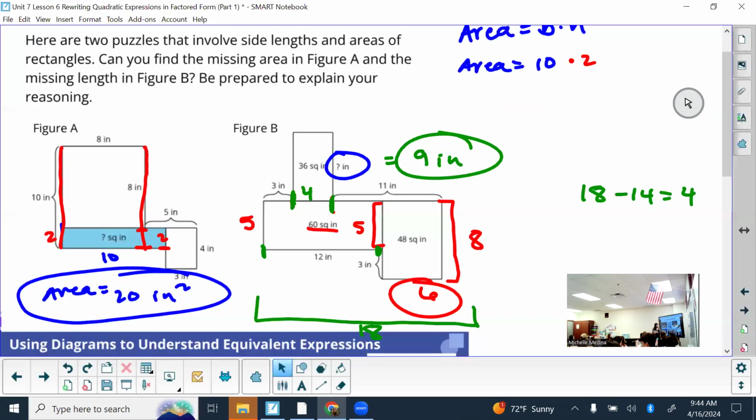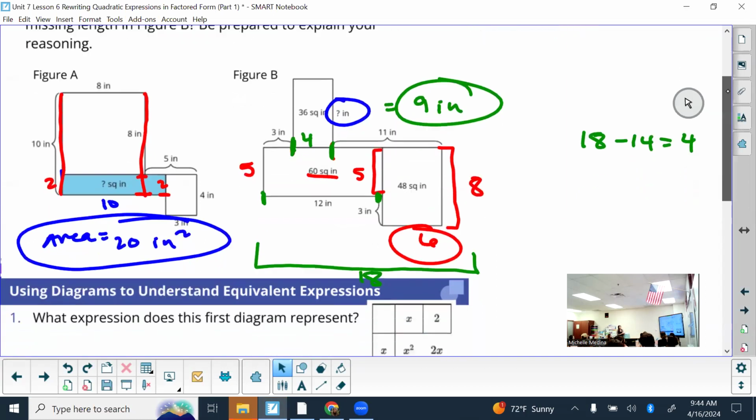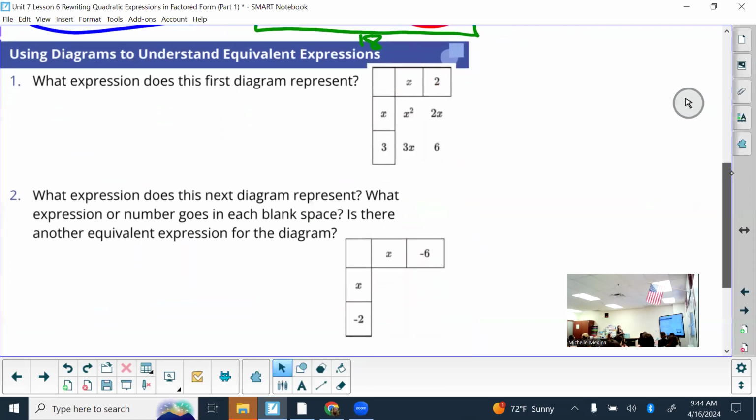Okay. Anyway, moving on. Here is the first activity aside from the warm up.